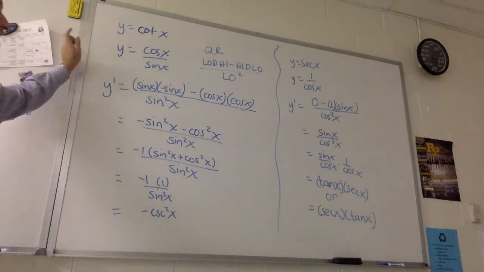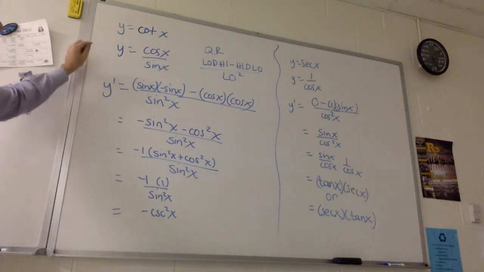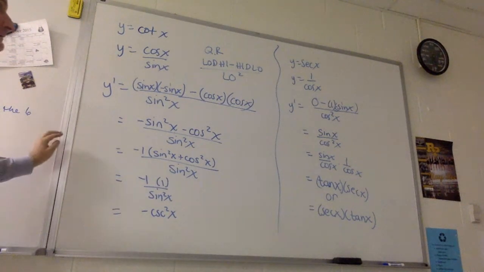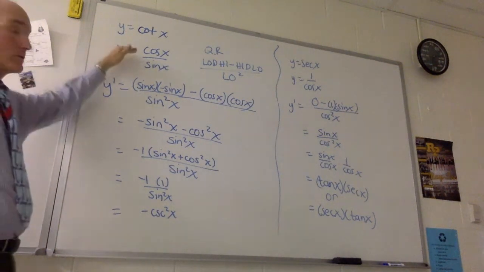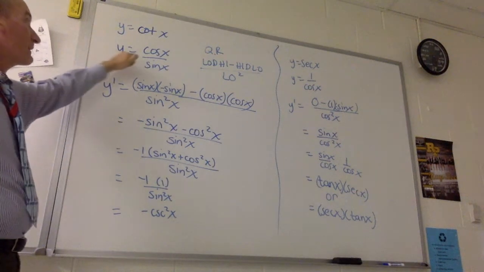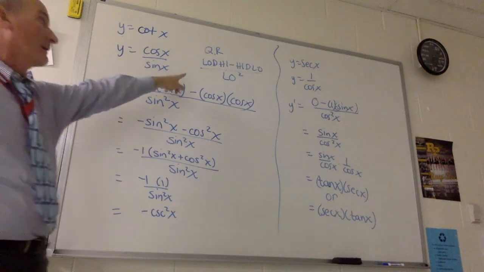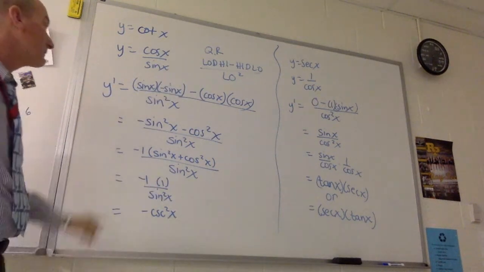Okay, this next video is going to talk about the derivatives of the cotangent function and the secant function. I'm going to do 2 and 1. So we're going to use the quotient rule. I'm going to write this as a quotient relationship of cosine x over sine of x. And the quotient rule is going to be used again.